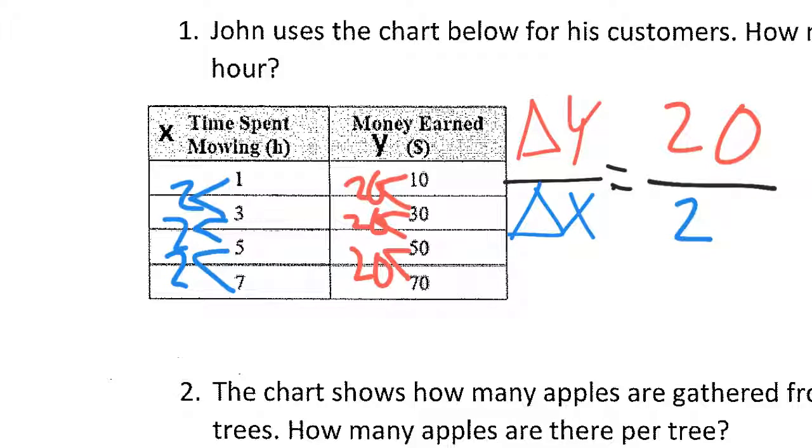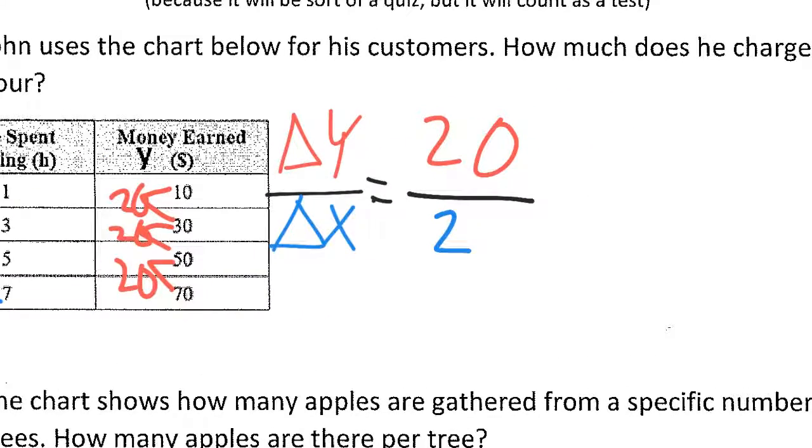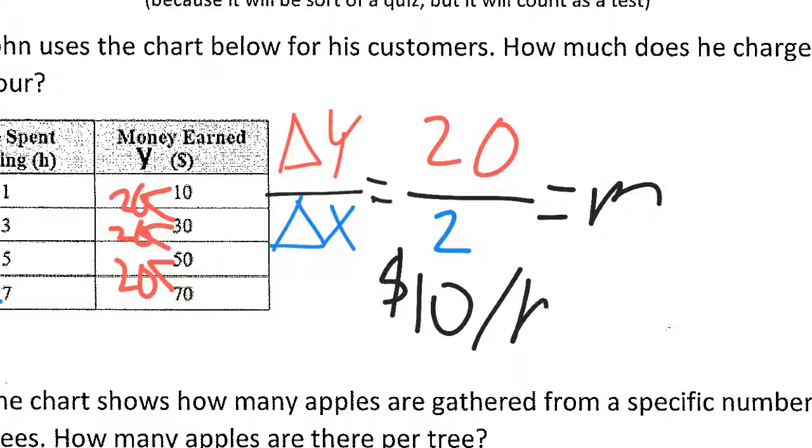And by the way, this is also slope for whoever's not sure about it, or M, or whatever else we decide to call it. But 20 divided by 2 is just 10. So he is earning $10 per hour.